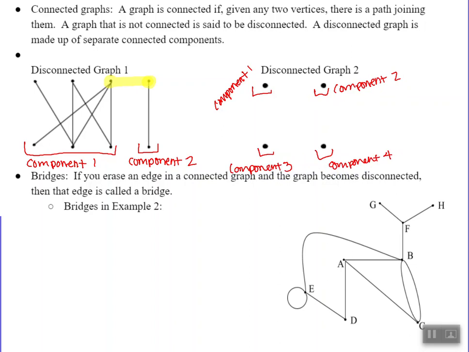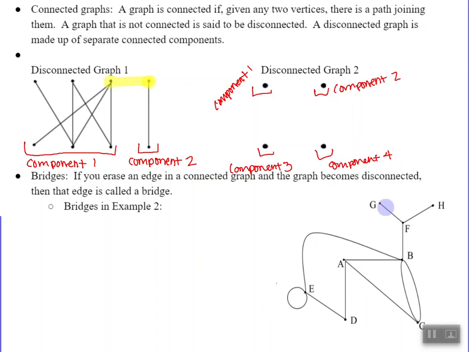Which leads us to our last vocabulary word, bridges. If you erase an edge in a connected graph that then makes the graph disconnected, then that edge is a bridge. So if we go back to this diagram here, which edges are bridges?